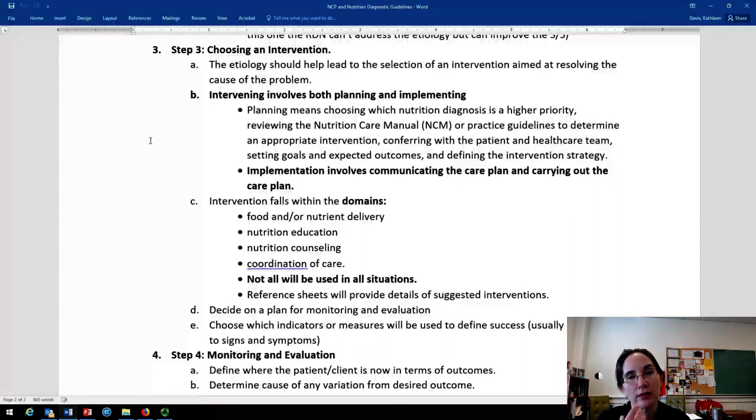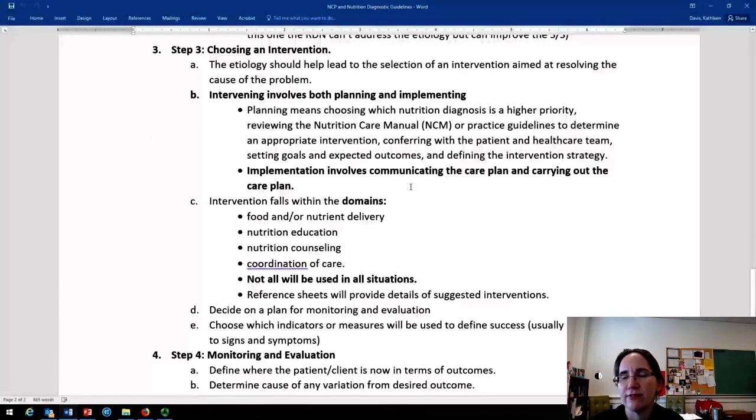And then you're going to set goals together with the patient, set expected outcomes together with the patient, and you're going to communicate this plan both with the patient and maybe their family, and also with other members of the healthcare team. It's important when you're choosing an intervention that you do confer with other members of the healthcare team to make sure that what you're planning fits in with the rest of the medical plan.